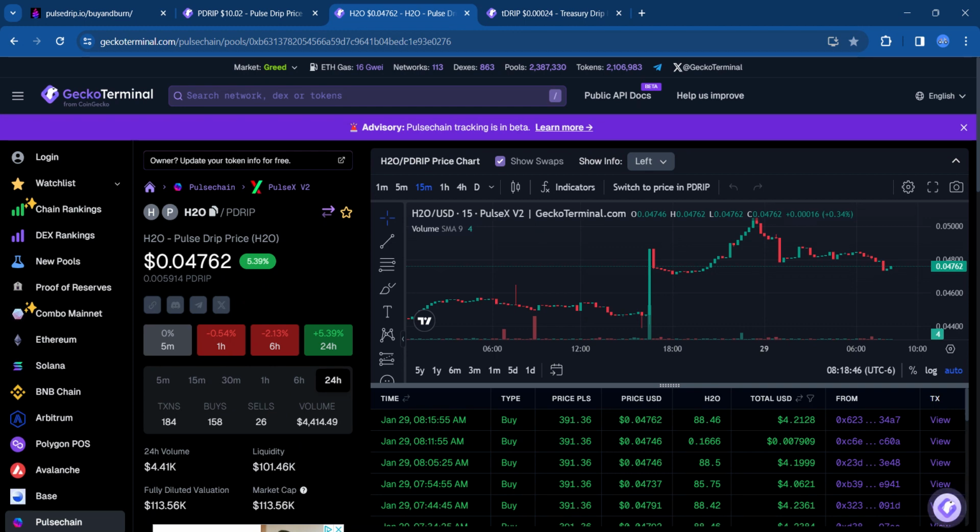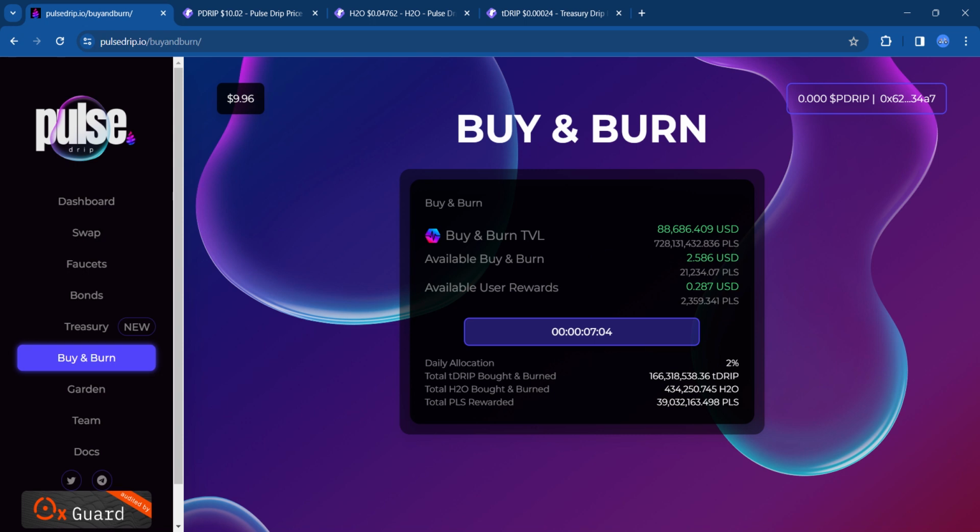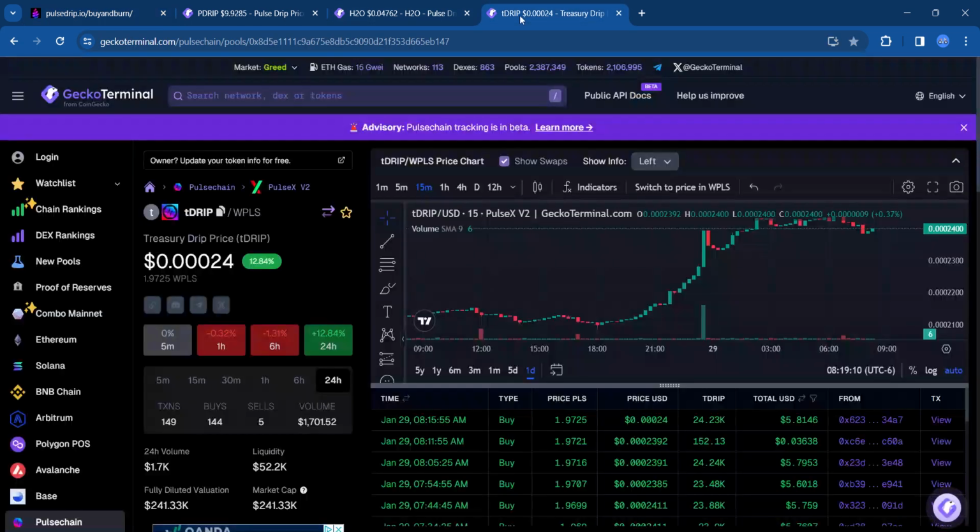Plus it helps increase all these rewards here on the buy and burn. The more we increase these rewards, the better it is for everybody else, because we'll be able to pick up bigger bags of PLS. I've noticed recently with the buy and burn that my bags of PLS have increased over time, right?